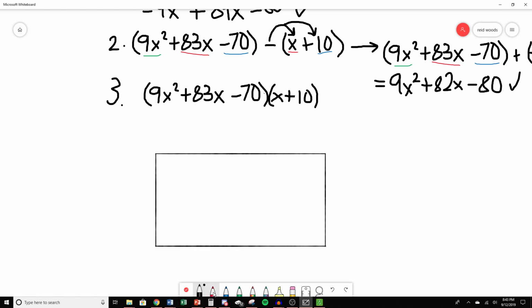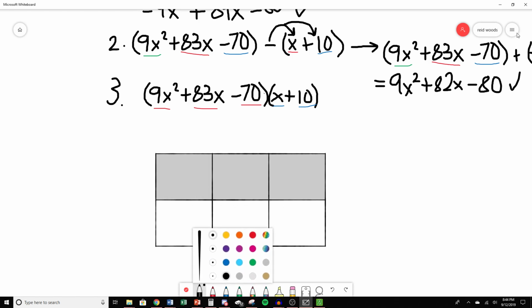Well, how many dimensions are there for this one? Well, we have 1, 2, 3 terms, so I know that I need 3 on one side, and then this one has 1, 2 terms, so I need 2 on another. So I'm going to do it like this. I'm going to go 1, cut it one more time. There we go. And then do it this way. All right, so there is my box.